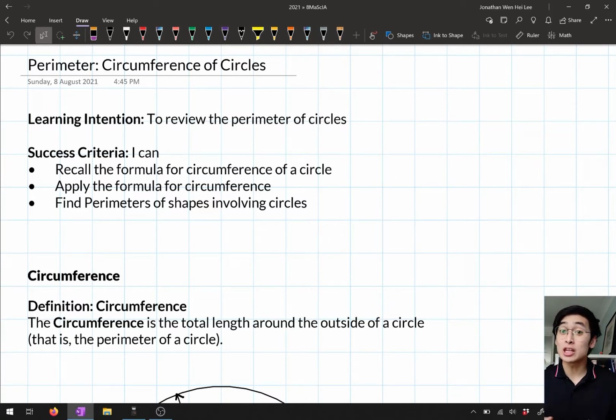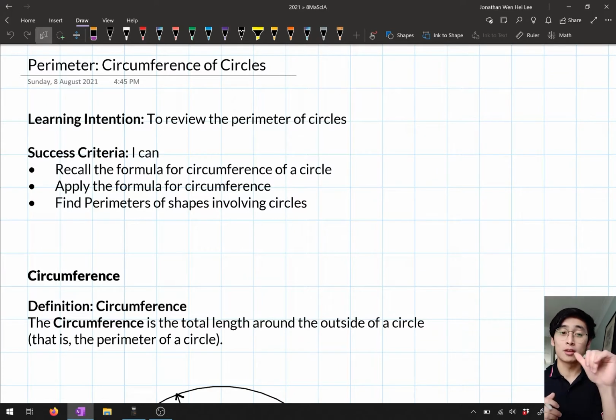In today's lesson we're continuing our topic of measurement and we're going to be looking at the circumference of circles. Last lesson we talked about the perimeter of different 2D shapes, and what we said was the perimeter of a shape was the total length around the outside of a shape. What we're doing today is looking at the perimeter of circles in particular, and there's a specific name for it, circumference.